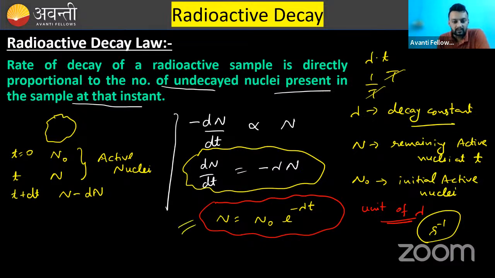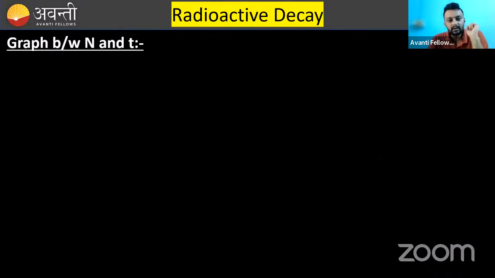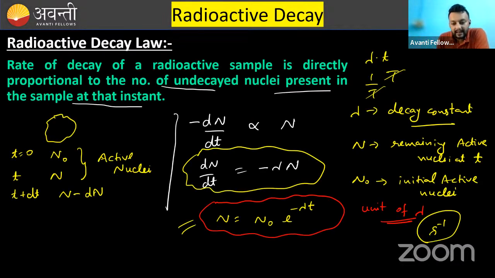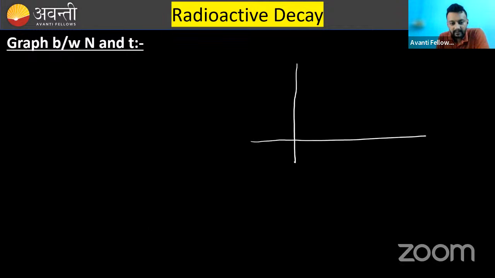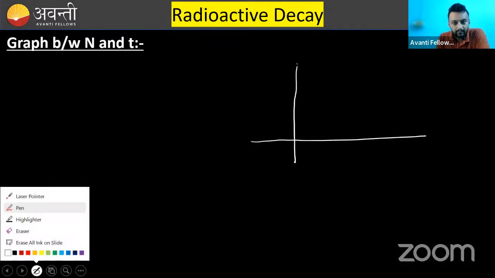Remember this formula. Remember each and everything. N naught is what? Initial number of nuclei. You can directly remember initial number of nuclei. N is what? Remaining nuclei at time t. Clear? Now, graph between N and t. The equation between N and t is given by this equation. So this is going to be an exponential graph. If you don't know the graph, you can just remember, because graph is a part of mathematics. So don't worry about that.